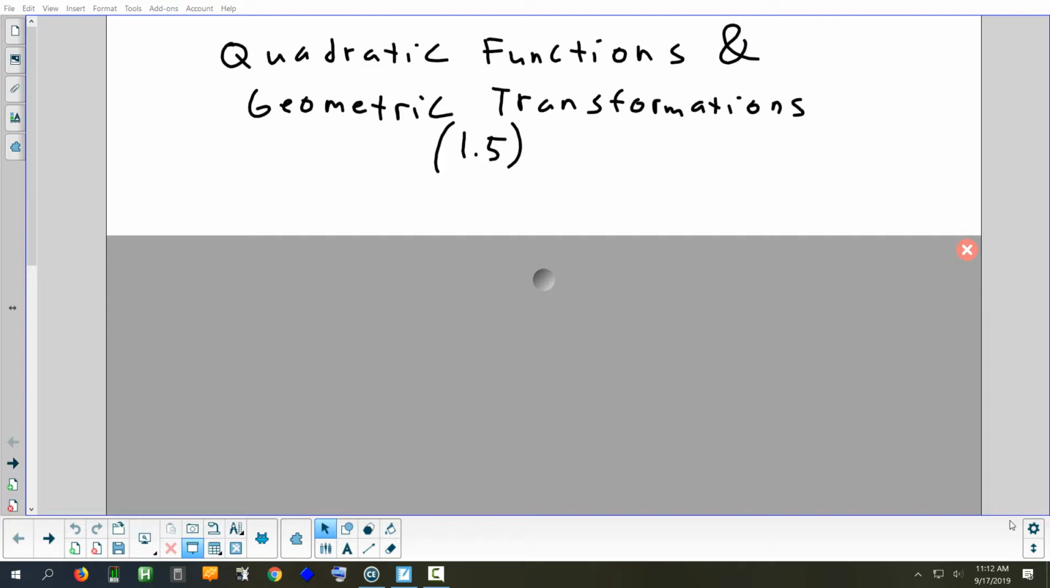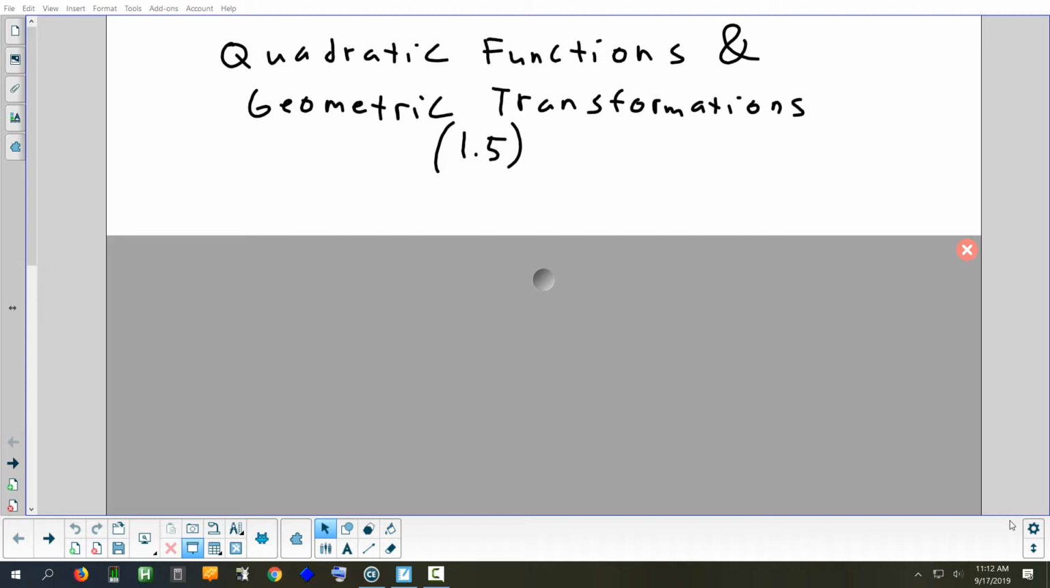Alright, so today we're going to look at section 1.5, which is on transformations. We're going to focus on looking at transformations of quadratic functions. Now, if you graph a quadratic, what's the shape of it? Parabola. Okay, so we're just looking at parabolas, and we're going to transform them.